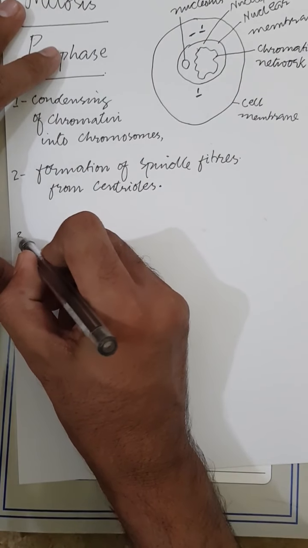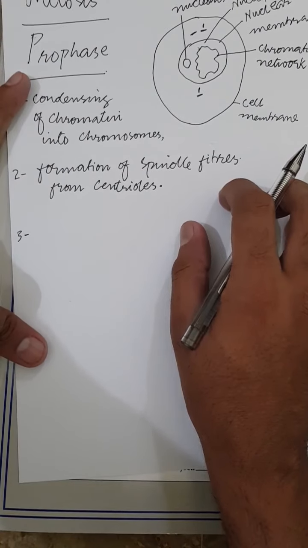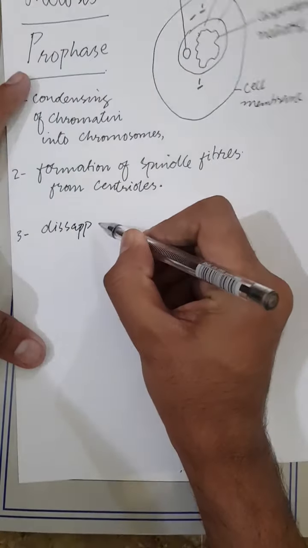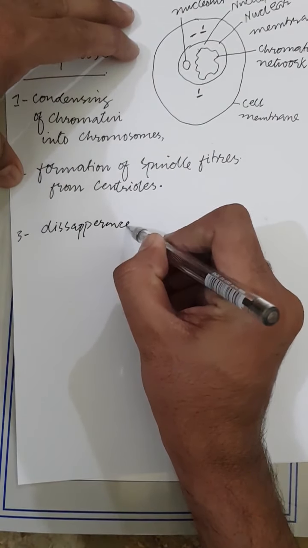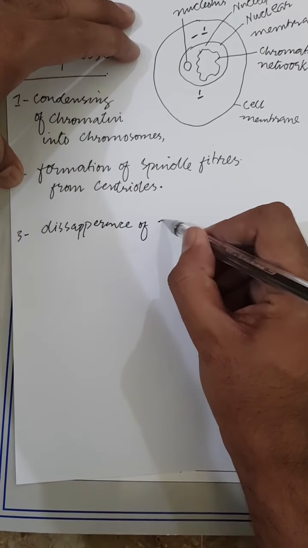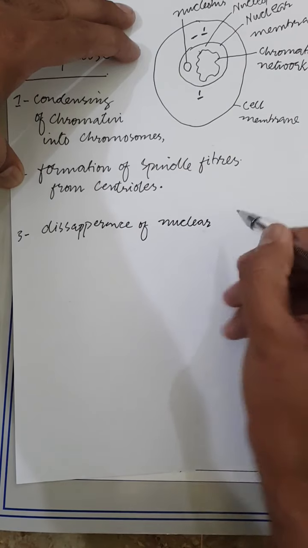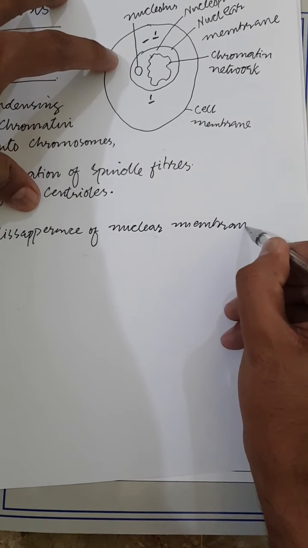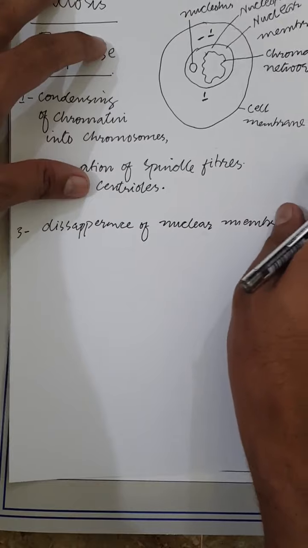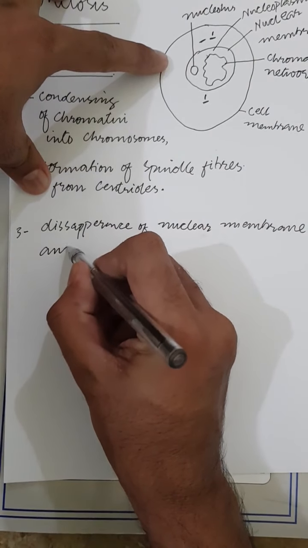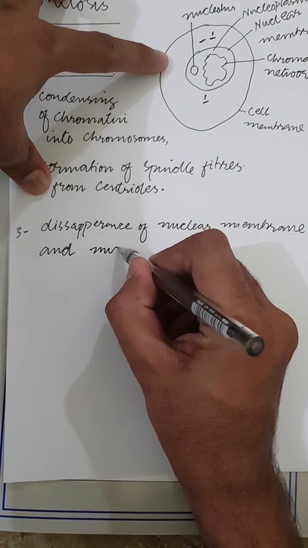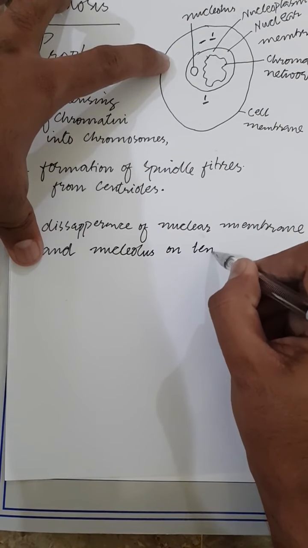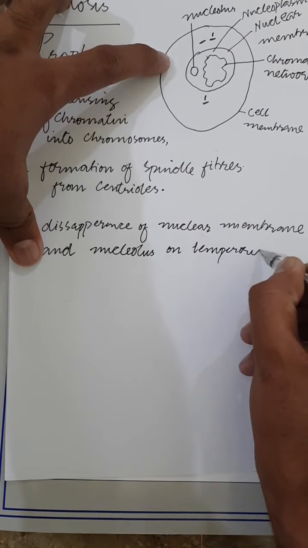The third task, or the third job that is to be done in the prophase, is the disappearance of the nuclear membrane and nucleolus on a temporary basis.